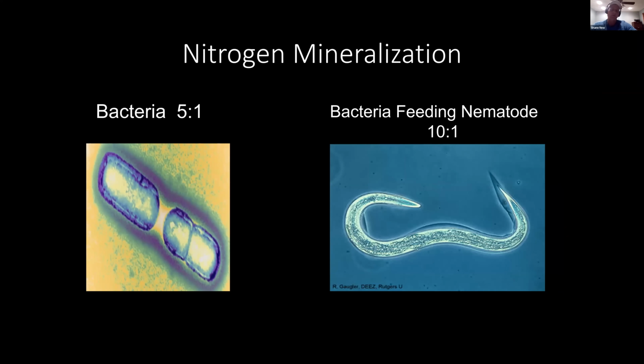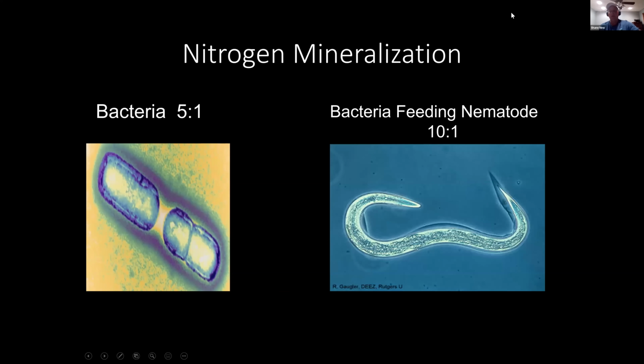Most people think this is a pretty complicated subject matter, nitrogen mineralization. And we try to make it fairly simplistic for everyone to understand. So when we start talking things like carbon to nitrogen ratio, what we mean is the bacteria you're seeing to your left has a carbon to nitrogen ratio of 5:1. So 5 parts carbon, 1 part nitrogen. But over to the right, this bacteria feeding nematode has a carbon to nitrogen ratio of 10 parts carbon and 1 part nitrogen.